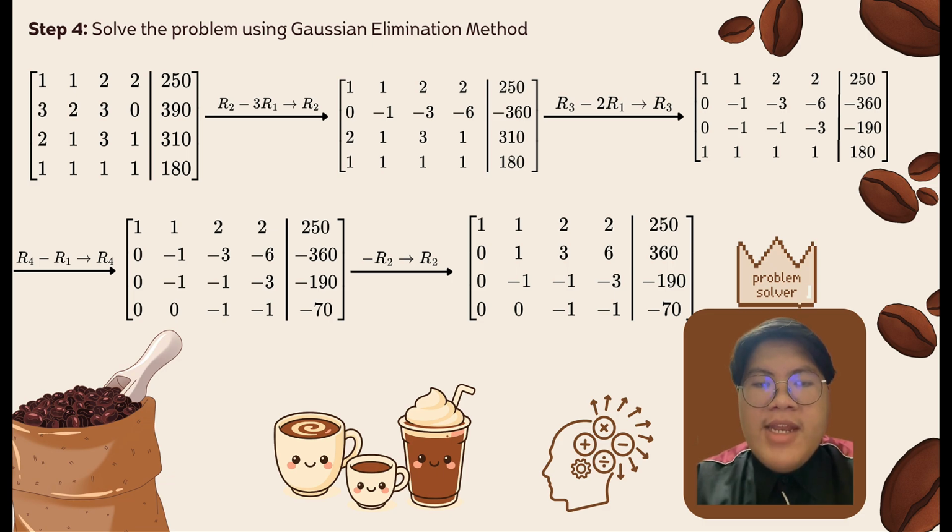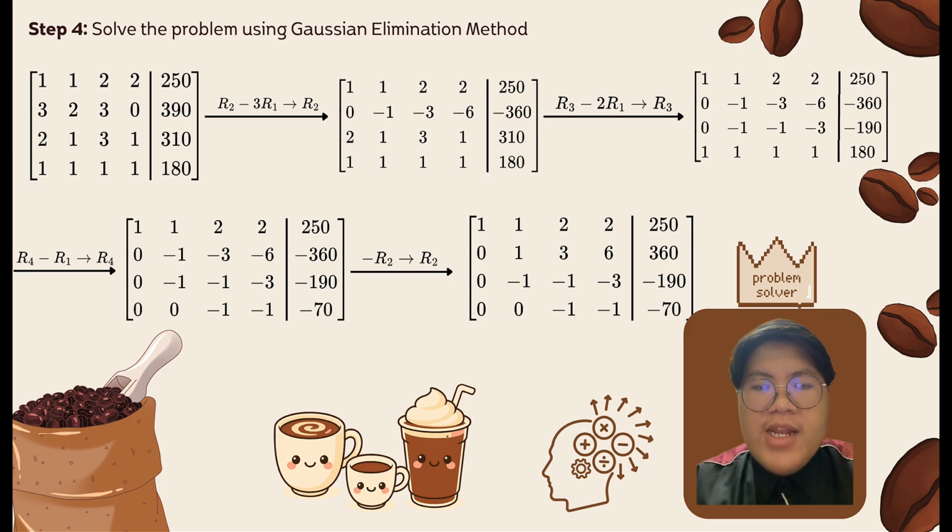Next, to eliminate the 2 in row 3, we apply row 3 minus 2 times row 1 becomes the new row 3. This updates row 3 to 0, negative 1, negative 1, negative 3, augmented by negative 190. Following that, to eliminate the 1 in row 4, we calculate row 4 minus row 1 becomes the new row 4. Row 4 now becomes 0, 0, negative 1, negative 1, augmented by negative 70.